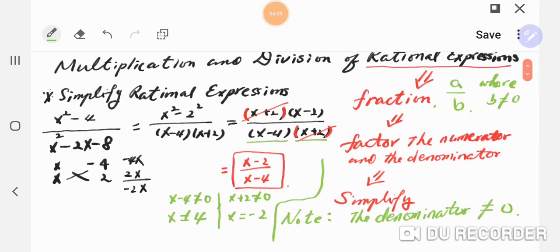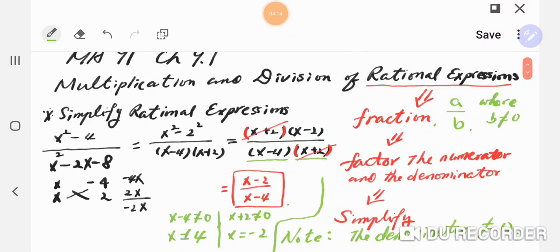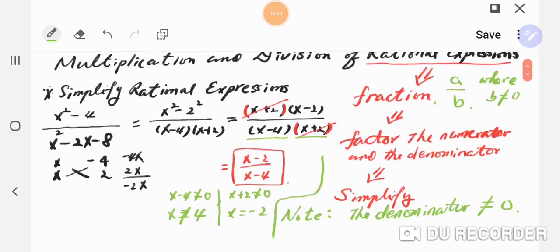Okay, so we have the fraction x minus 2 over x minus 4. That's the simplified fraction. And then we have to know that x can be any real number except 4 and negative 2. So always keep in mind the denominator cannot be equal to 0. So x is any real number except what? Those x values that make the denominator 0 before simplifying. Since there are two factors, we can have two x values that make the denominator 0.